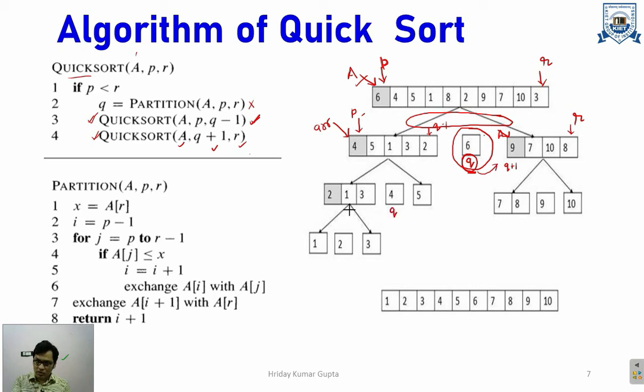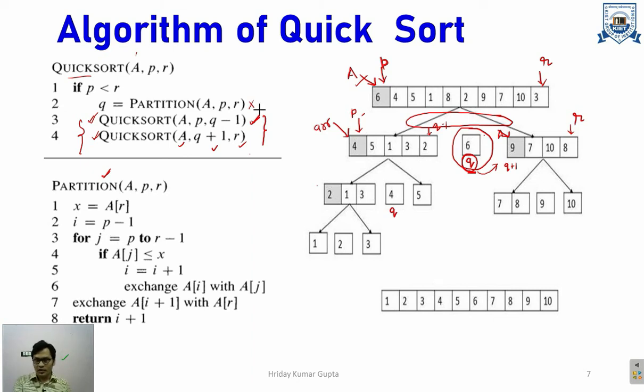Again, this is Q minus 1, array P to Q minus 1, and array Q plus 1 to R. So this is a very easy recursive call. Now we will discuss what the partition algorithm actually is. This is the actual partition algorithm, right? In the implementation part, I will show you how the partition algorithm is going to work.